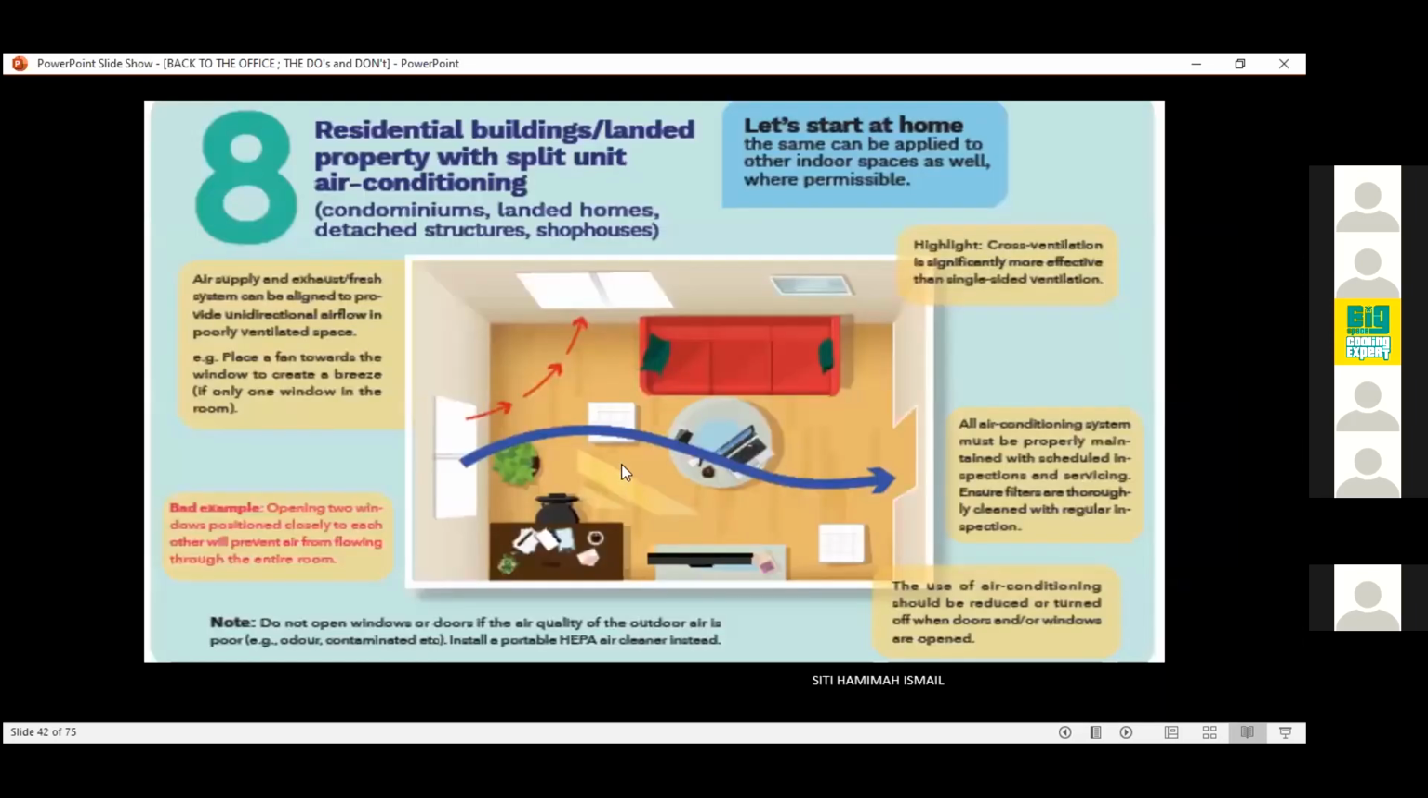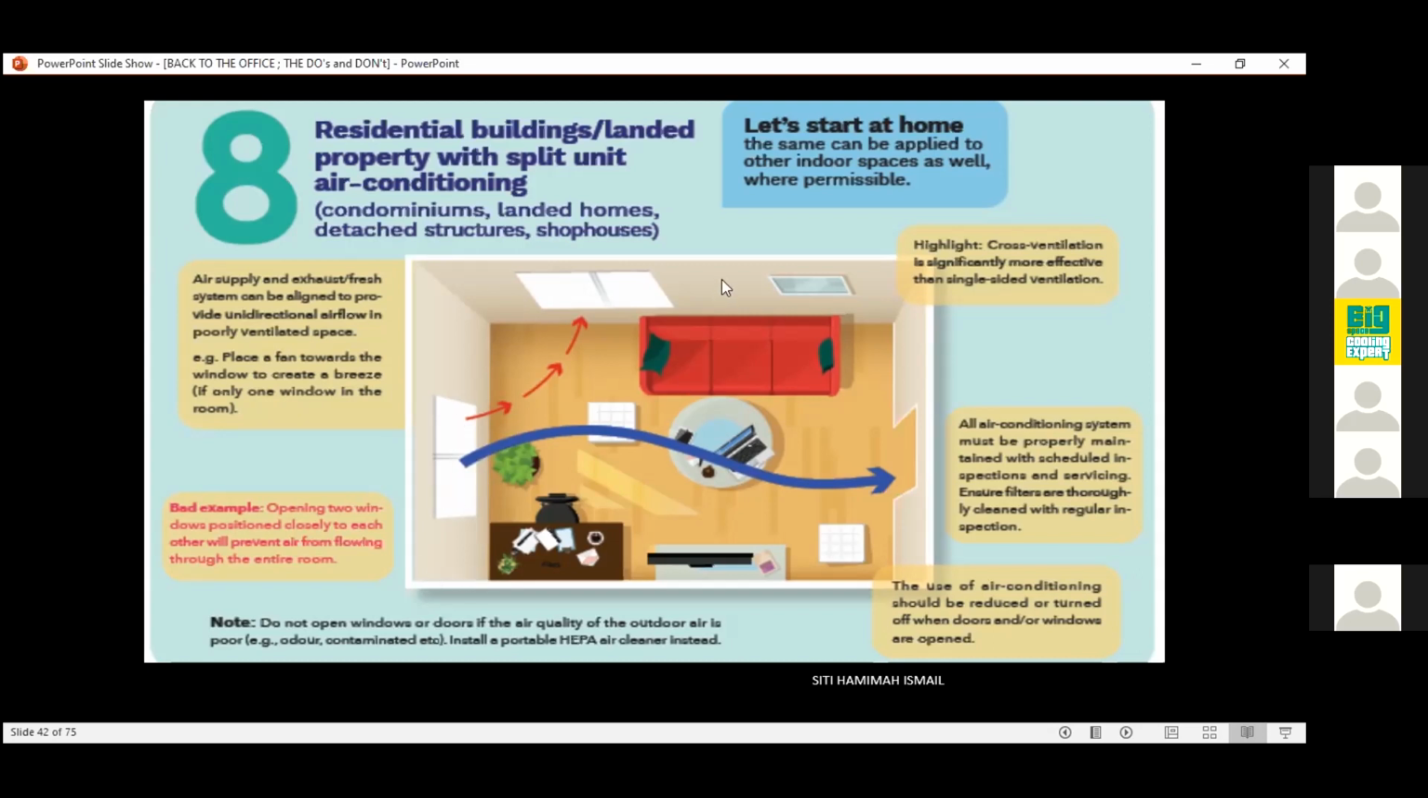Alright. Okay, untuk residential building, macam kat sini. Okay, kalau you nampak tingkap dengan pintu kan. So this is where you punya airflow ni bergerak. And then tingkap dia dekat sebelah kiri ni. So kalau you punya tingkap, sebelah ni ada satu je. Okay.